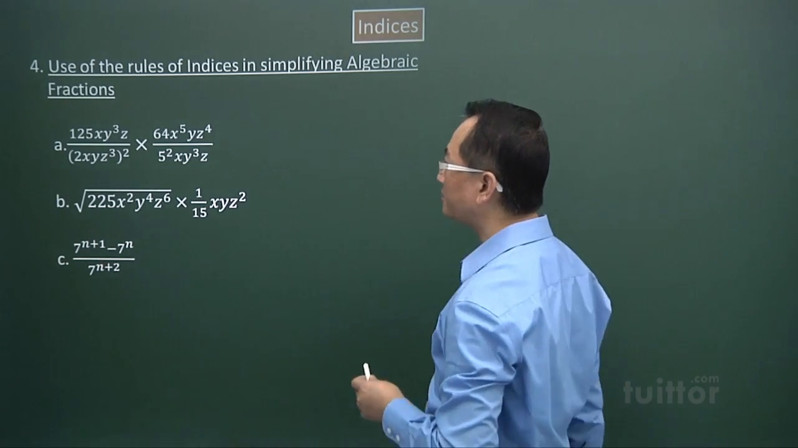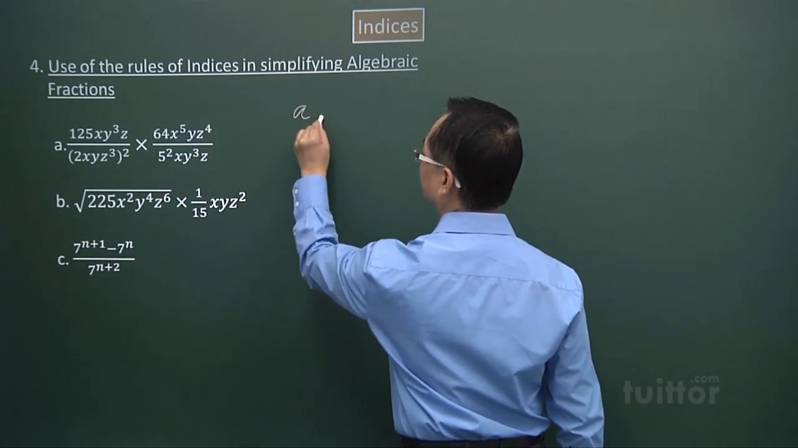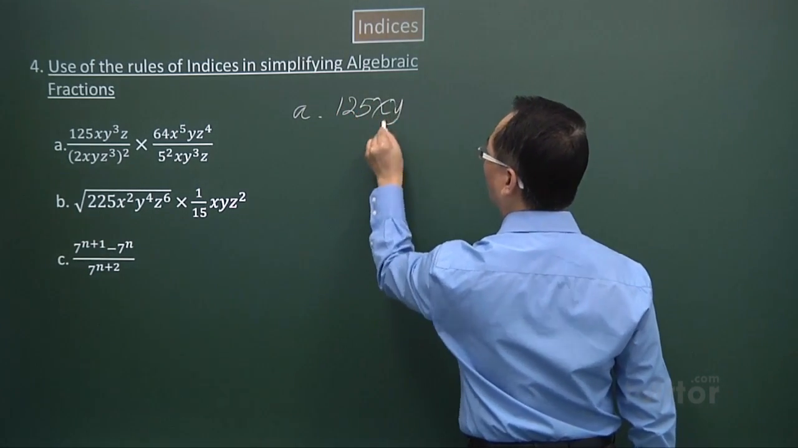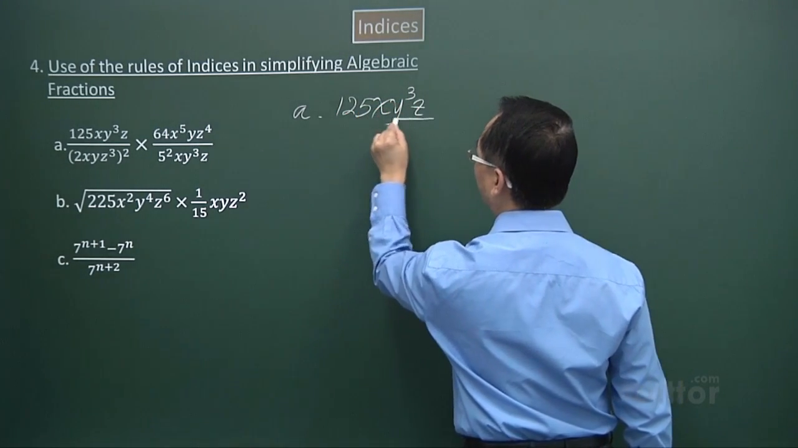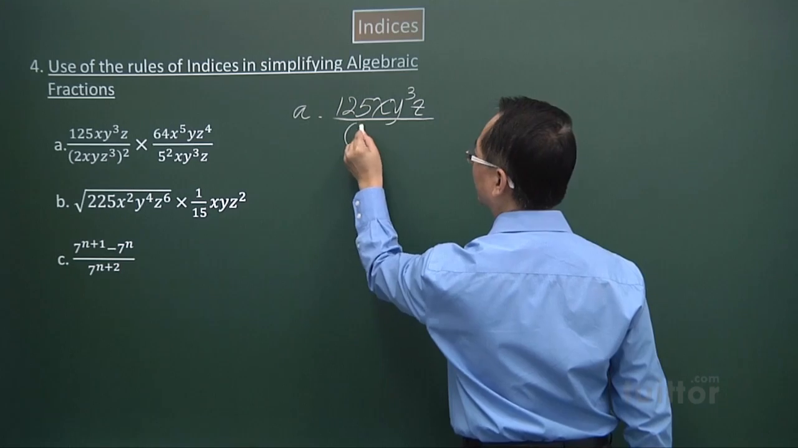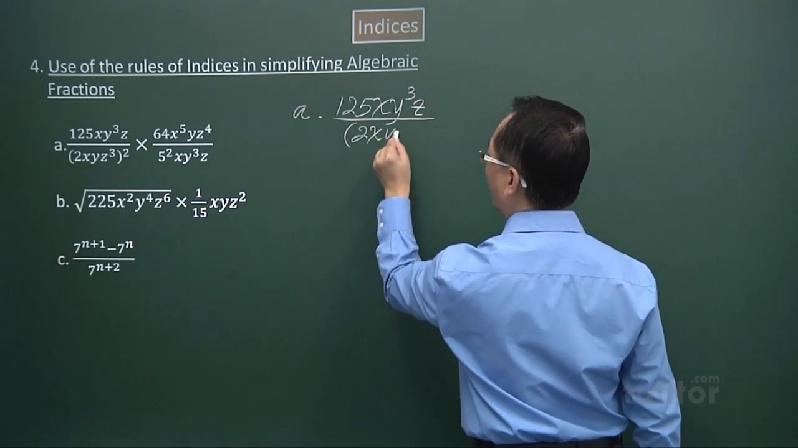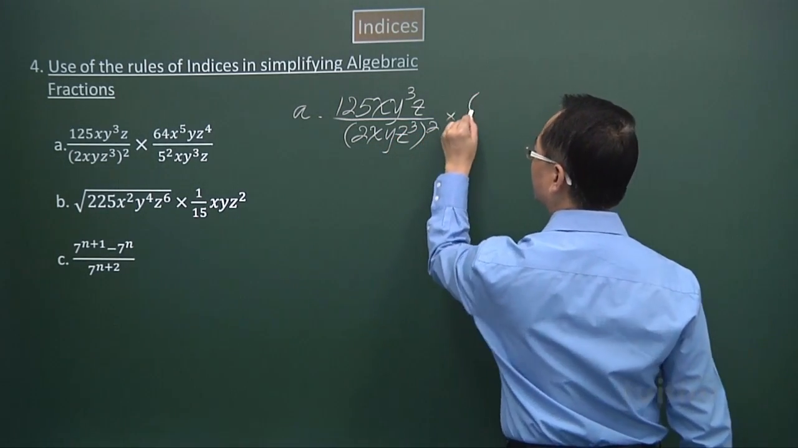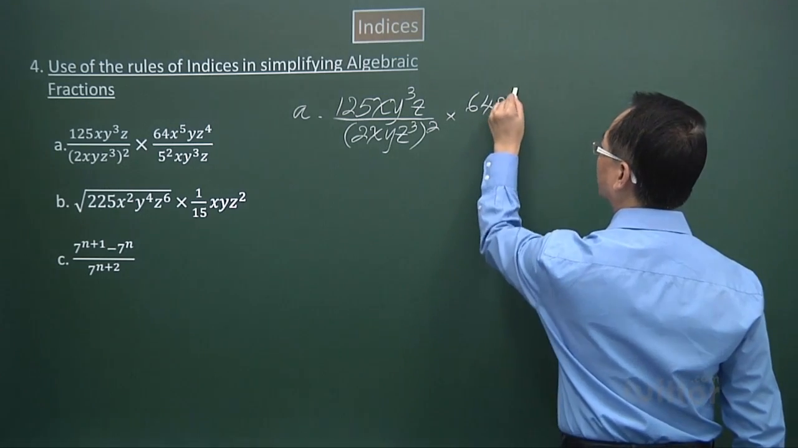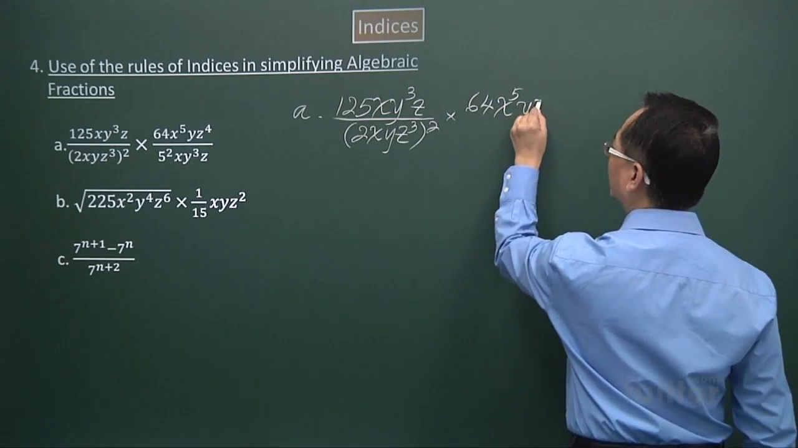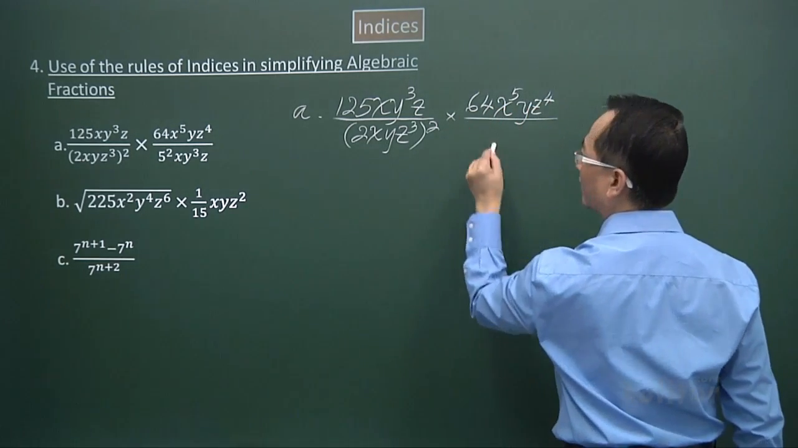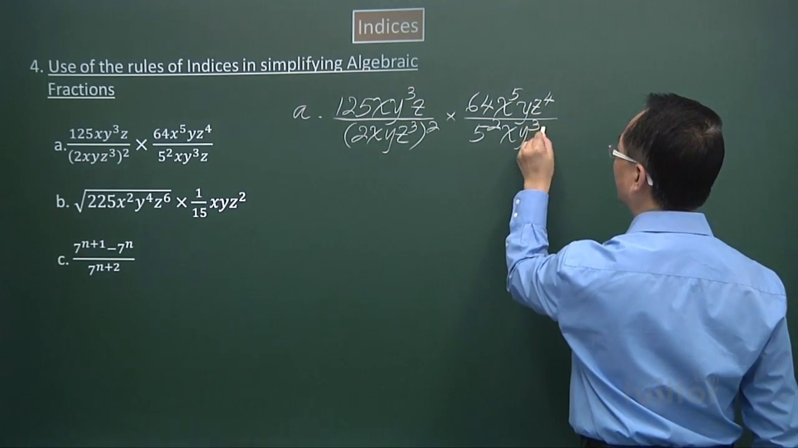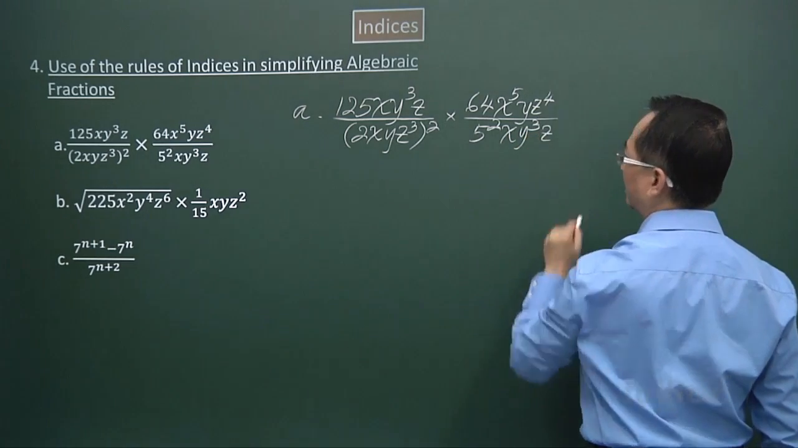So for part A, I have 125 x y cubed times z divided by bracket 2xy z cubed bracket squared times 64 x power 5 times y times z to the power 4 over 5 squared times x times yz, y cubed times z.